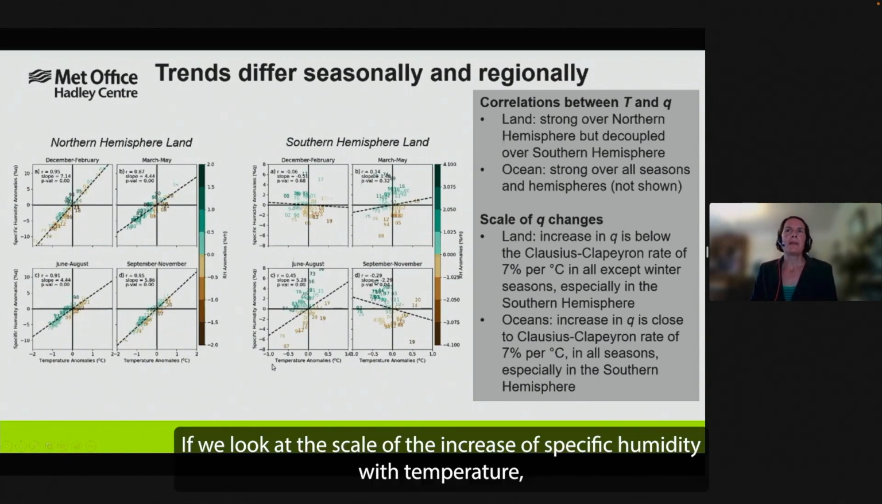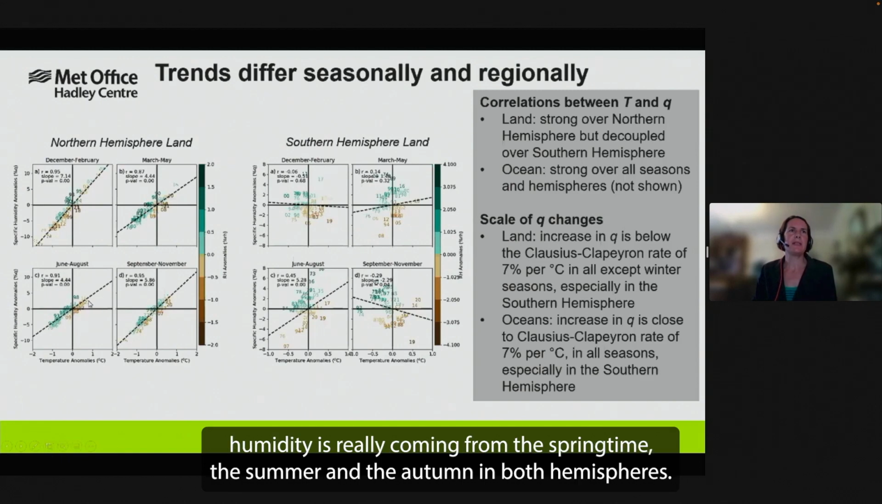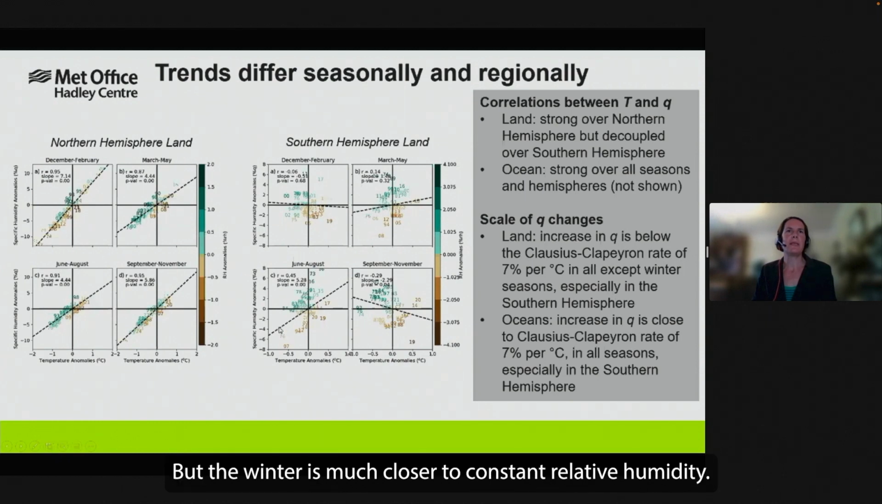If we look at the scale of the increase of specific humidity with temperature, and this also tells us about this relative humidity decrease, we see that the decrease in relative humidity is really coming from the springtime, the summer and the autumn in both hemispheres, but that the winter is much closer to constant relative humidity.